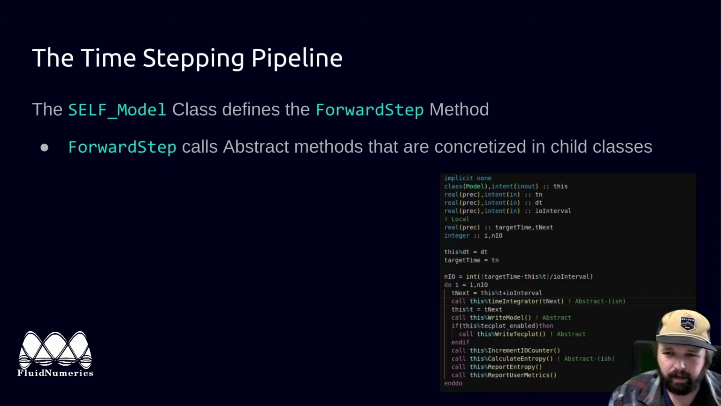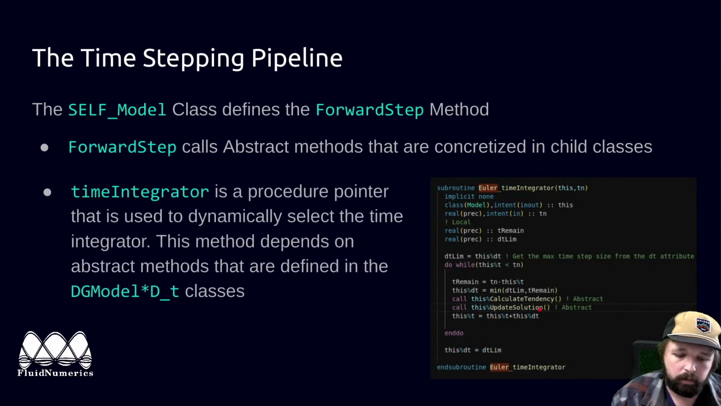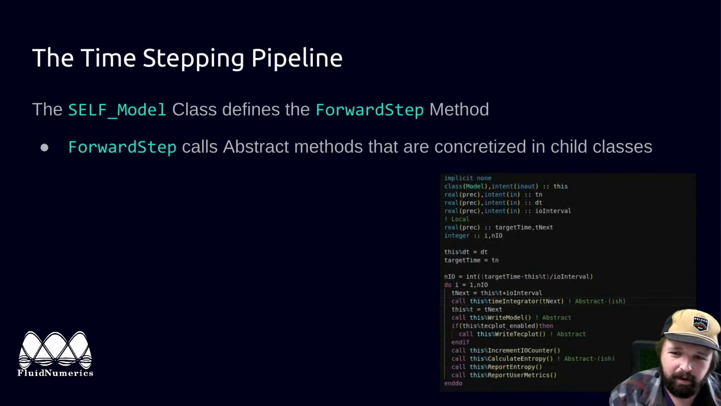I think at one point we had Adams-Bashforth, but the time integrator property, oops, I don't want to jump too far ahead. The time integrator property is a procedure pointer that allows you to set the time integration scheme dynamically, which is kind of cool. So if you end up defining your own time integrator that matches the API that's required, you can actually point your model to your own time integrator, which we find is kind of cool.